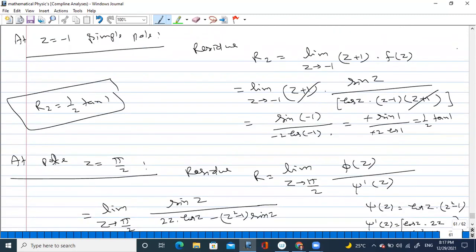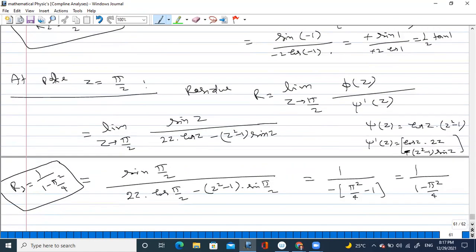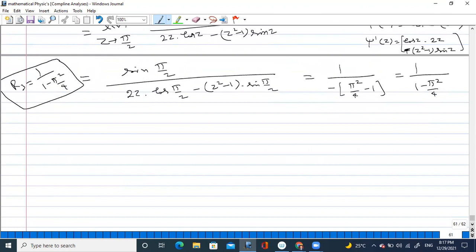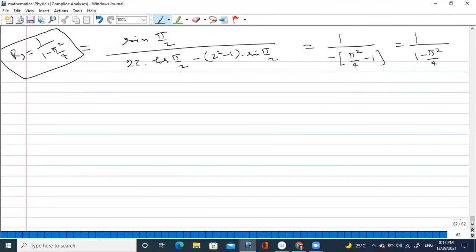So note down this page. Note down this also.